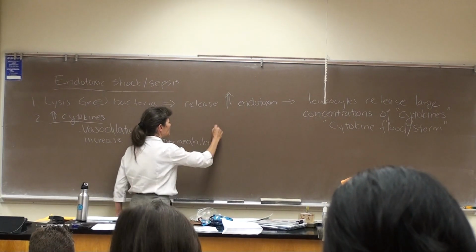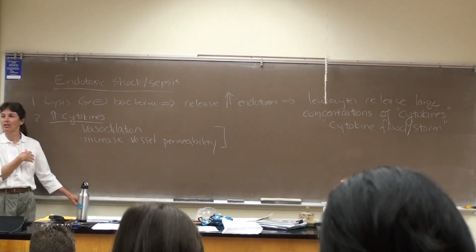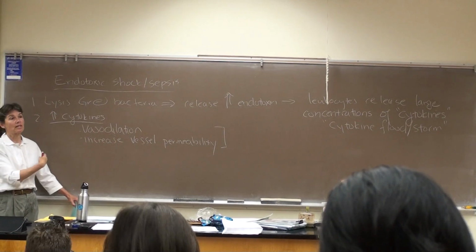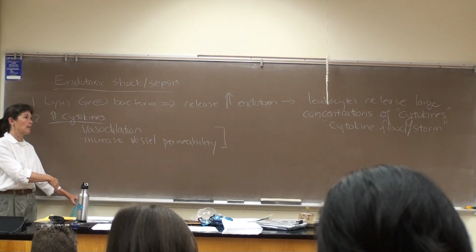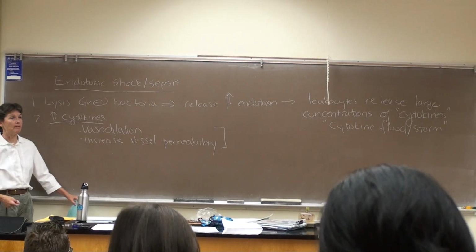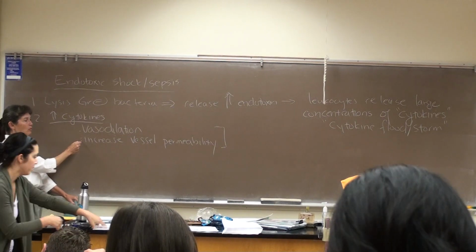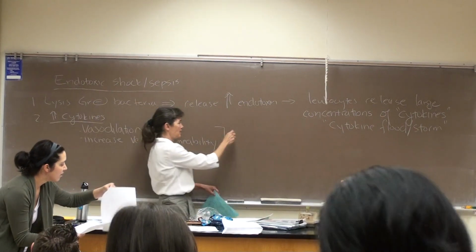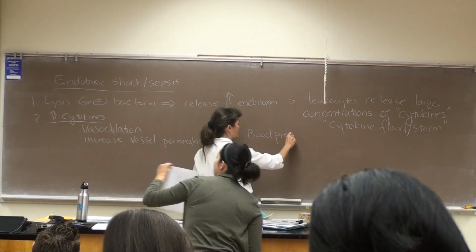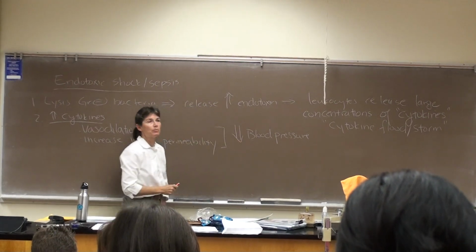Our vessels become leaky. And we're going to see, gosh, this looks a lot like the initial stages of inflammation. In fact, some biologists describe sepsis as an overblown state of inflammation throughout the body. Now, with the combined vasodilation and increased vessel permeability, what do you think will be the effects on blood pressure? It's going to go down. It's going to crash. Okay, so we'll have a big drop in blood pressure.